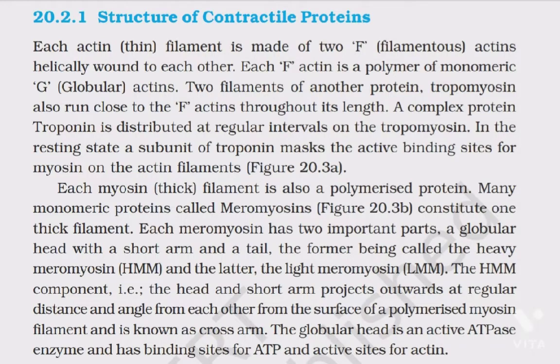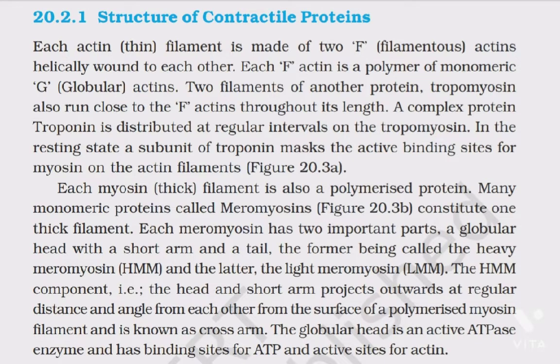20.2.1 Structure of contractile proteins. Each actin, thin filament, is made of two F filamentous actins, helically wound to each other. Each F actin is a polymer of monomeric G globular actins. Two filaments of another protein, tropomyosin, also run close to the F actin throughout its length.